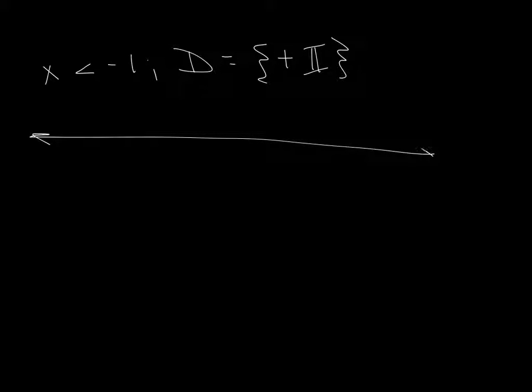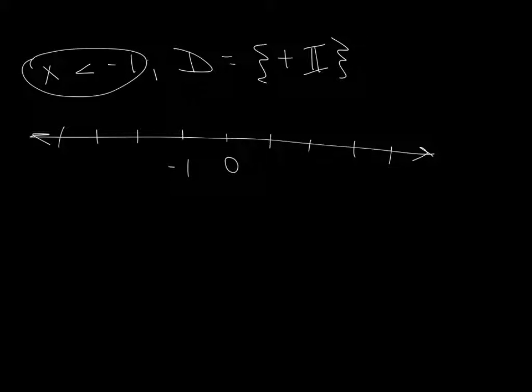Draw a number line. We've got 0, 1, 2, 3, 4, and -1, -2, -3, -4. We've got -1. So x is smaller than -1. So we're going open circle because we're not including -1, and we're going this way. They want x is less than -1, which is easy to graph, but then they put some stipulations on it.